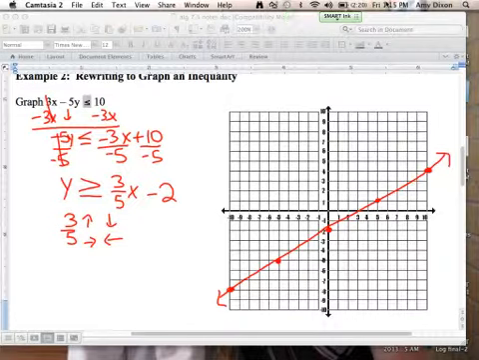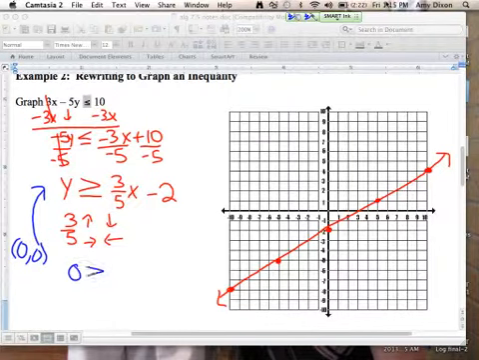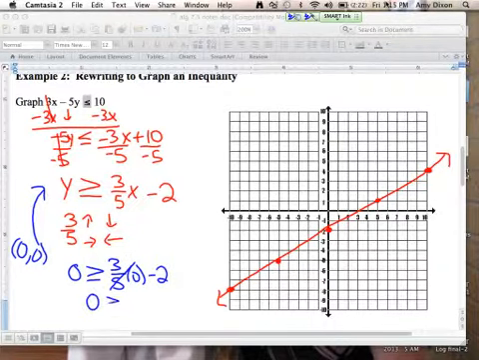Is 0, 0 on the line? No, it's above it, so we can use it. And we might as well because it's the easiest one to use. So up here, I'm going to put in 0, 0. So you get 0 is greater than or equal to 3/5 times 0 minus 2. 3/5 times 0 cancels out. You get 0 is greater than or equal to -2. Is that a true statement? Yes, it is. So if this is a point, a solution, then everything else is a solution above it. So you're going to shade everything above it.